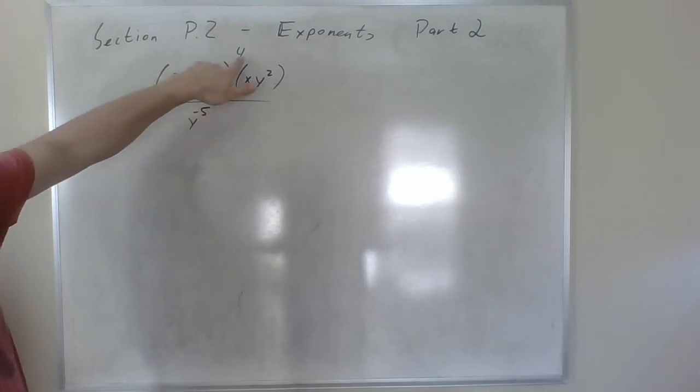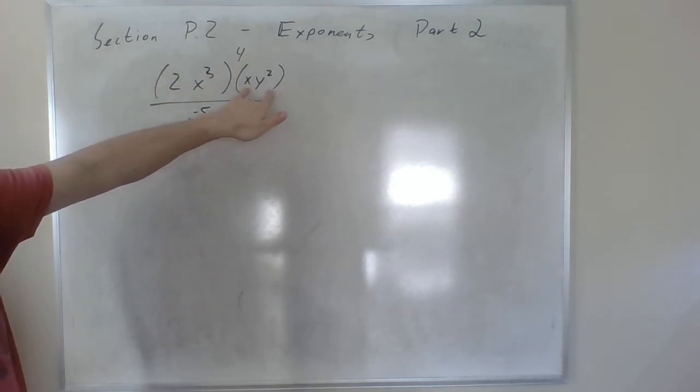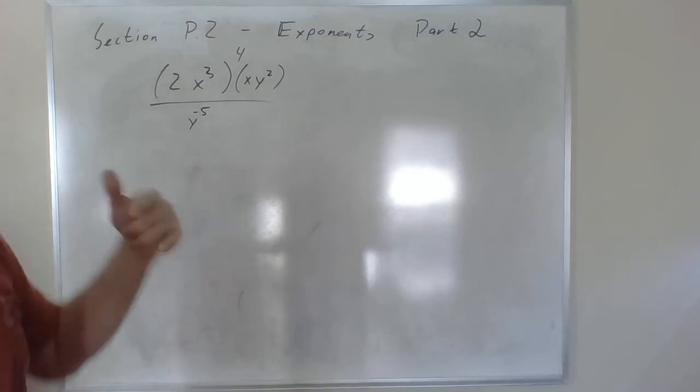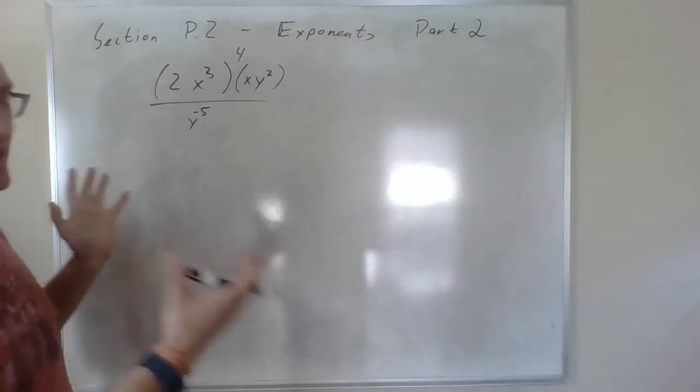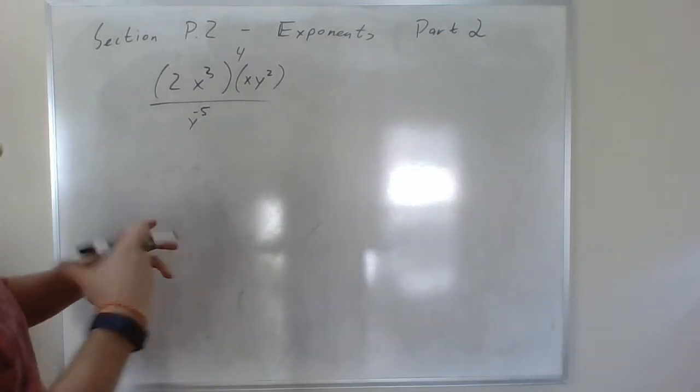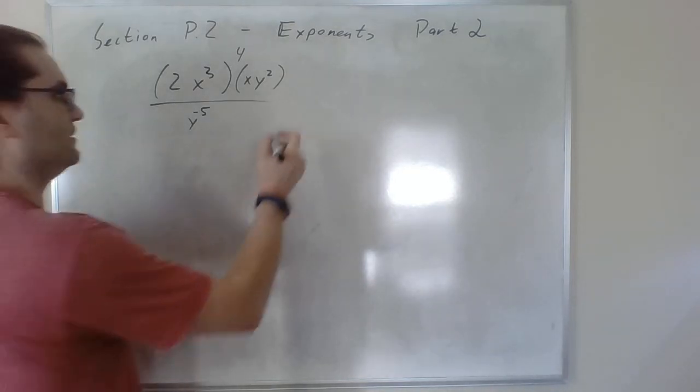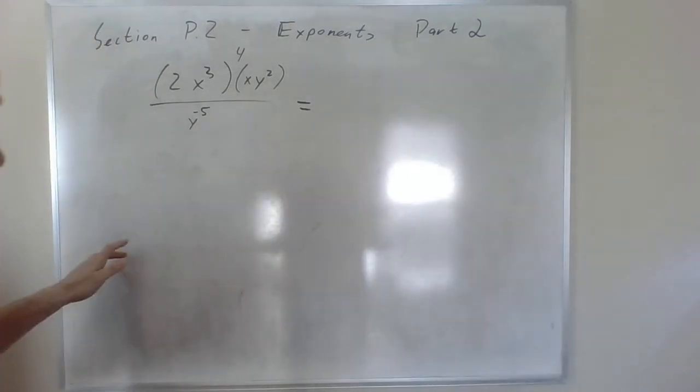There's this thing being raised to an exponent. We have another piece on top. We have another piece on the bottom. This is a big mess. We're going to take it apart piece by piece, put it back together so that it is simplified.